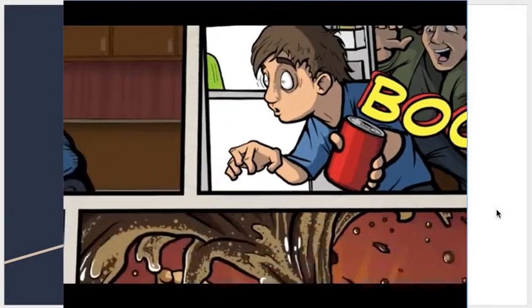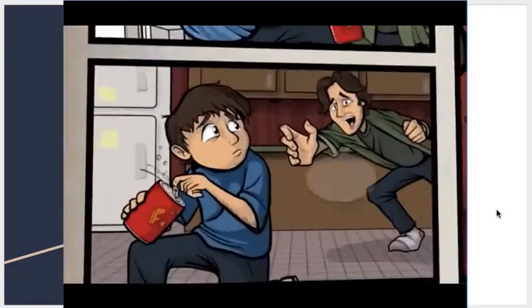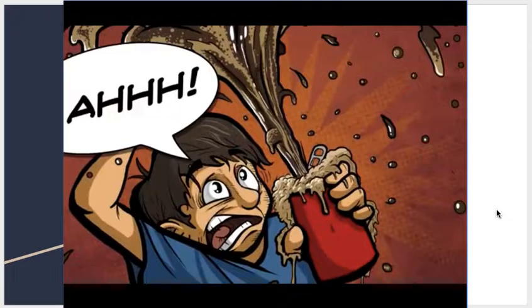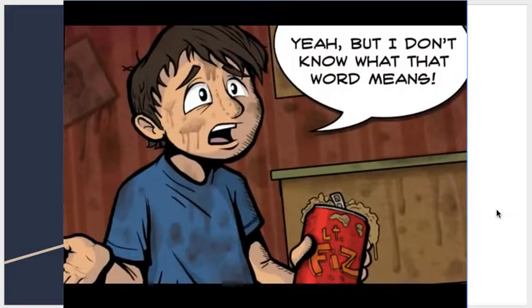Boo! Sorry, Josh. I couldn't help myself. Josh, that can is all shaken up. It's ready to rupture, and I will not clean up your mess. I just told you it was ready to rupture. Yeah, but I don't know what that word means.